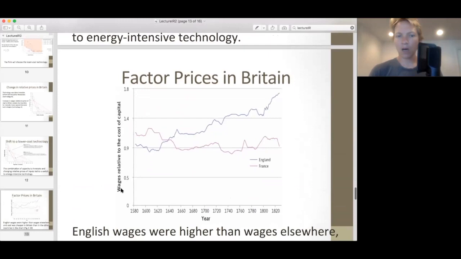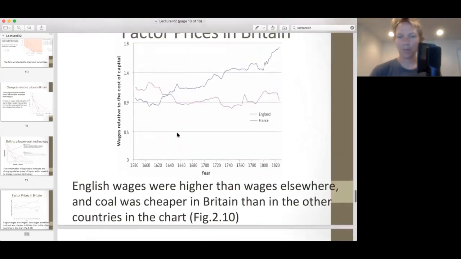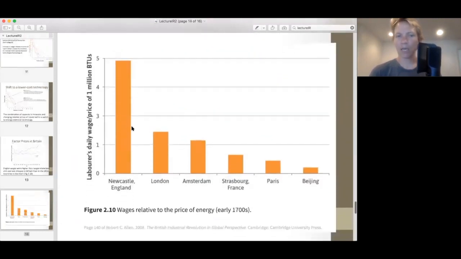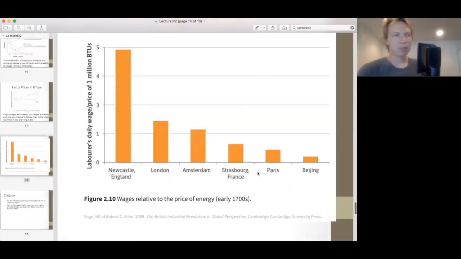Okay, here we have wages relative to the cost of coal or capital. You could see this increase over time. Basically more expensive in England than elsewhere. Here's another way of looking at it: daily wage divided by the price of energy. And so you can see workers are much more expensive than energy in Newcastle, which is near where the Industrial Revolution started, London, Amsterdam, etc. Okay. And so that is basically the story.